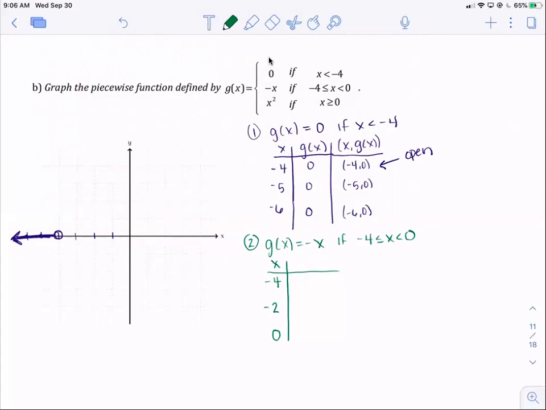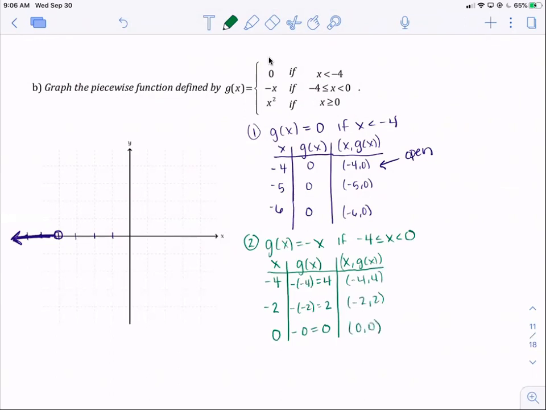Okay, you could have picked -1, you could pick -3, you could pick -1.5. It doesn't matter. So now if we want to find g of x, evaluating the function, so if we plug in, we have -(-4), which gives us a +4. -(-2) is a +2. And -0 is 0. We wanted to write our ordered pairs. We have -4, 4, -2, 2, and 0, 0.